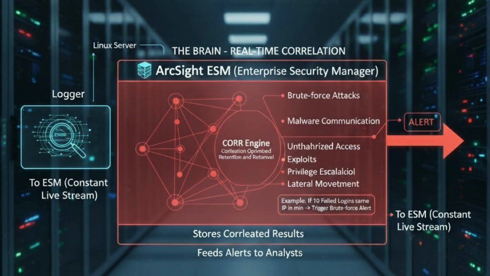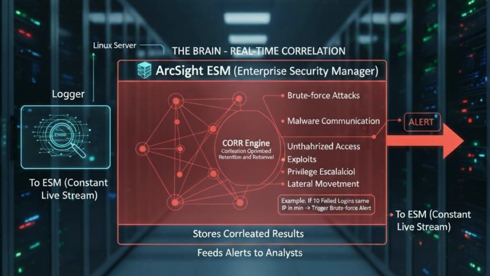At the core of ESM is the CORR engine, which stands for Correlation Optimized Retention and Retrieval. This engine performs extremely fast event lookups, runs billions of correlations, stores correlation results, and passes alerts to analysts. If ESM identifies suspicious activity, it generates an alert. If nothing suspicious is found, the events are simply stored for future reference.